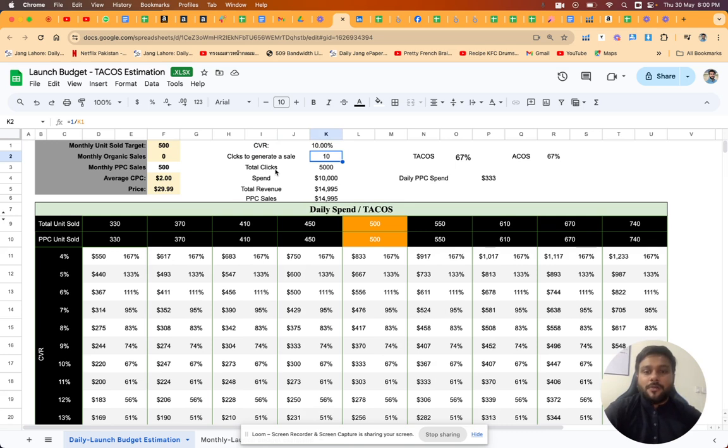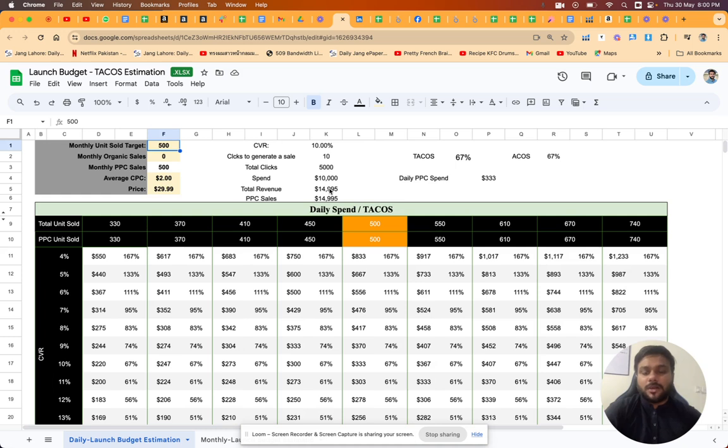And how many clicks do we need to get 500 sales? By seeing the 10% conversion rate, we need 5,000 clicks to generate 500 sales. And what would be our spending to generate 500 units? So if we multiply 5,000 clicks by our average CPC, our monthly PPC spend would be $10,000.